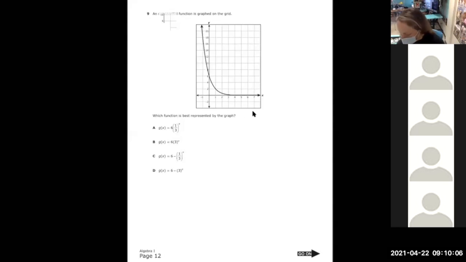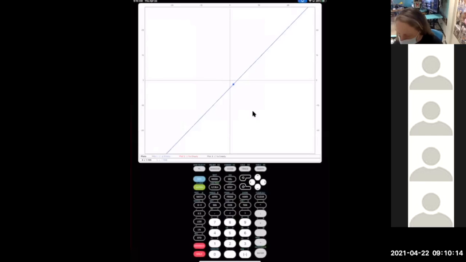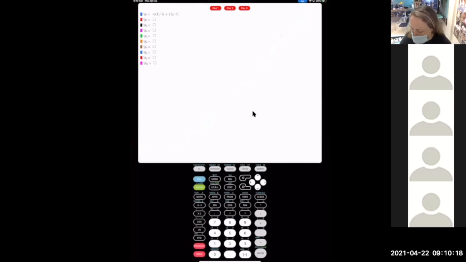So we're going to go to our graphing calculator. I have my stuff from yesterday in there, which is fine. I'm going to go to y equals and clear out whatever's in there. And then I'm going to type in my 3 equations. So the first one was 6, and then parentheses 1/3.